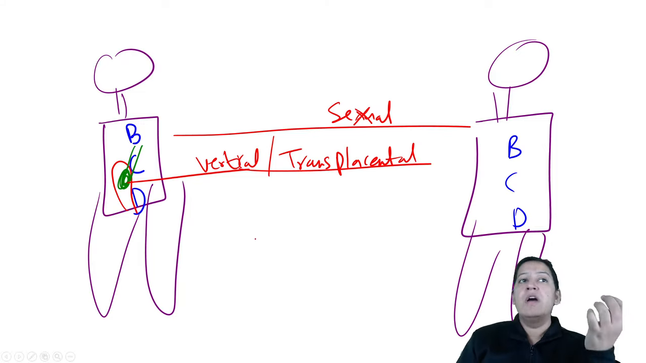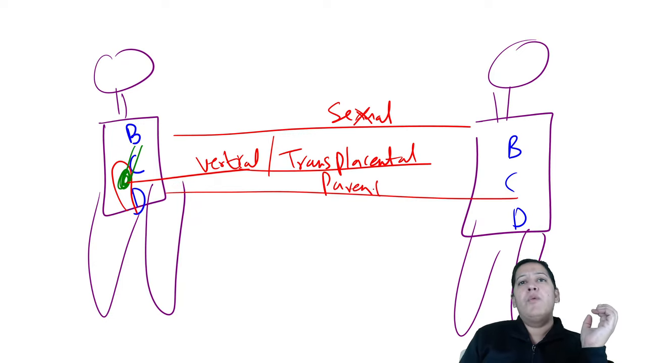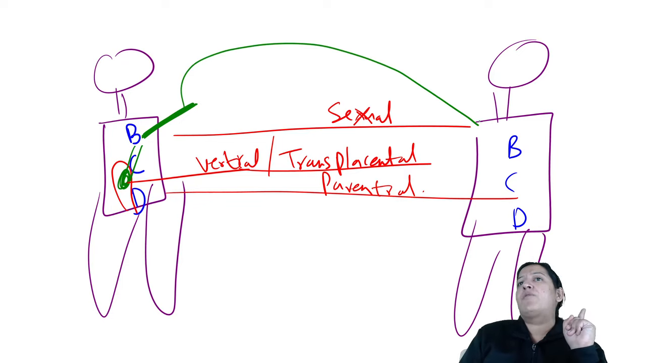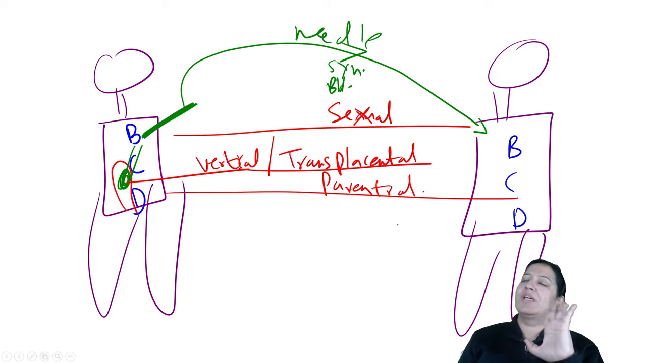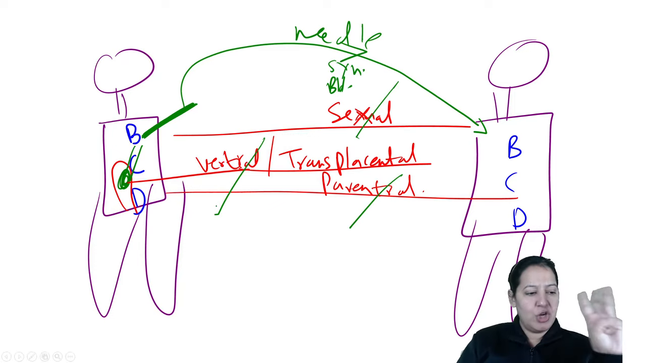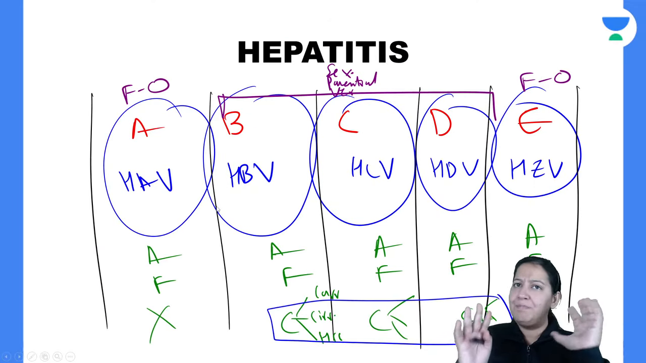And the third route via which it can spread from one person to another is parenteral. What do you mean by parenteral route? If someone is using needles, syringes or any blood products on one person, and without sterilization the same needle, same syringe, same blood product is applied on another person, then through this contaminated needle, syringe or blood product, it spreads from one person to another. This route is known as parenteral. So it is not fecal-oral: sexual, parenteral or vertical, these are the three routes present in hepatitis B, C, D. So that is the general overview of hepatitis A, B, C, D, E.